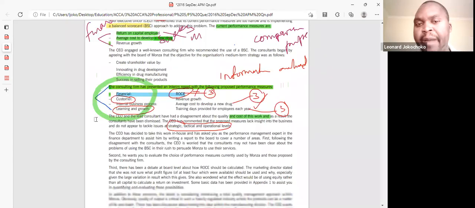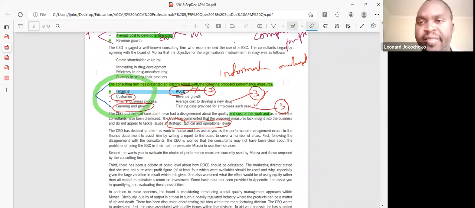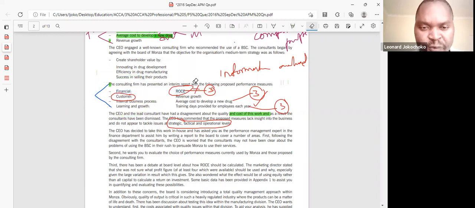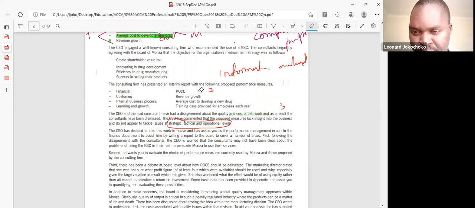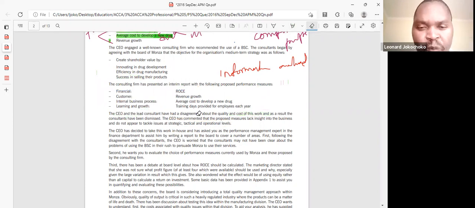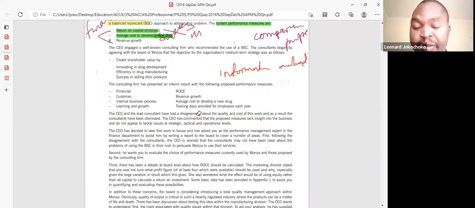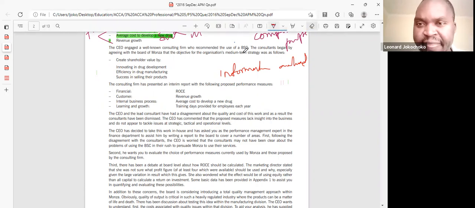All right, I'm now answering the question. Let's evaluate these questions, focusing on the consulting firm's performance measures. Let's look at the financial performance measure. Currently, Monza is measuring return on capital employed. Return on capital employed measures the return to the entire company and not the return to equity.